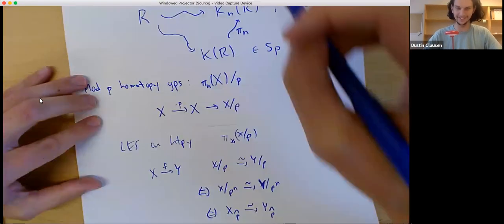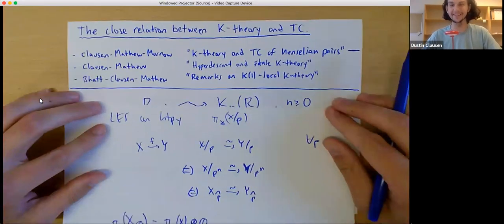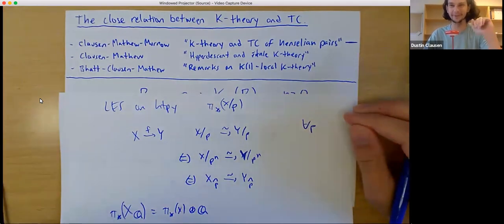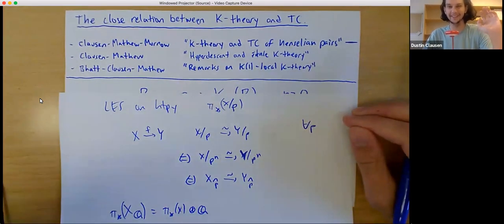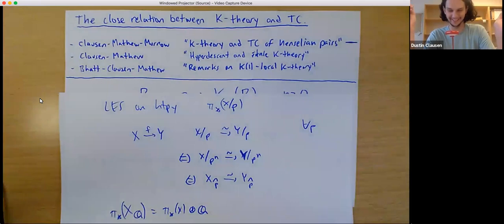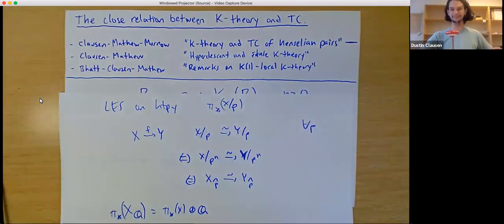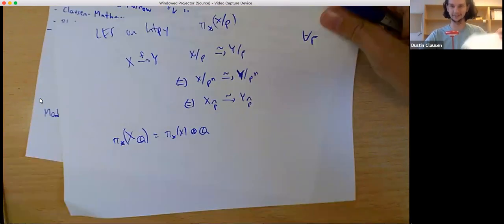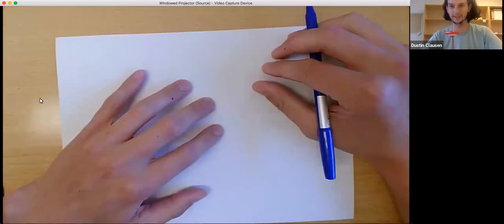Now the talk is called the close relation between K-theory and TC, but the first thing I have to explain is that this is a lie, that in most situations, algebraic K-theory and TC are extremely far apart. So you have to restrict the context appropriately in order to have any chance of having a close relationship.